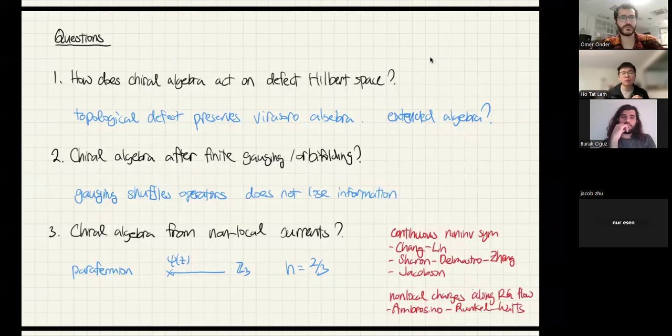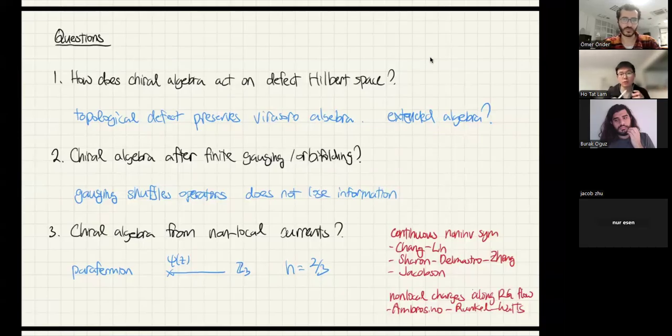The second question is that we can also ask what happens to chiral algebras if we try to gauge the symmetries. Let's say we gauge some symmetries, or we try to do some orbifolds. What happens to chiral algebras? One thing to notice is that gauging usually just reshuffles operators. It doesn't lose any information, because when you gauge, you can always gauge back. So one can ask, if you gauge the symmetries, does the gauged theory know about the chiral algebras, or how does it encode this information of chiral algebras that was there before?